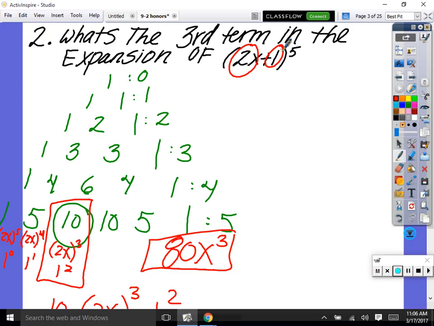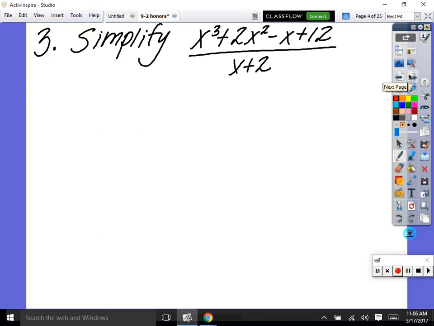Yeah, which they do. Look, 3, 4, 5. These just have to be 5 right here. Does that make sense? Okay, awesome. Next one, problem number 3. It says simplify. This one you should be able to do.